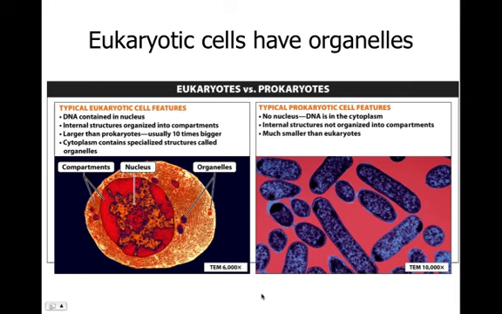Secondly, we have our internal structures organized into compartments. And this is where we come up with the term organelles. So our organelles are specialized structures. We kind of compartmentalize things. We separate things in our eukaryotic cell. We separate the nucleus or the DNA from the cytoplasm out here. And then we have organelles, which are separating further different things from other parts.